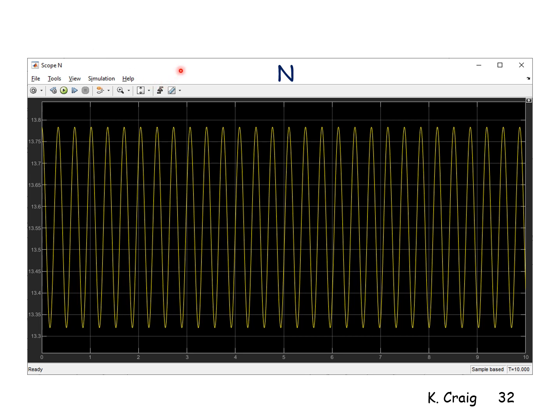The last scope is the normal force acting on our disk bar system, the normal force between the ground and the disk, N, which is shown here. And it varies between a little bit greater than 13.75 newtons and 13.35 newtons. So it varies between a little bit greater than 13.3 and a little bit less than 13.8 newtons.